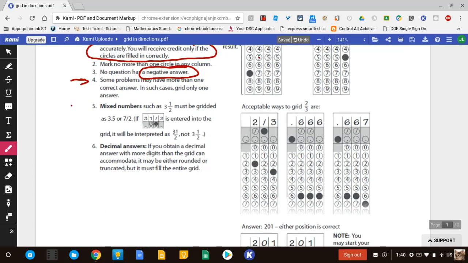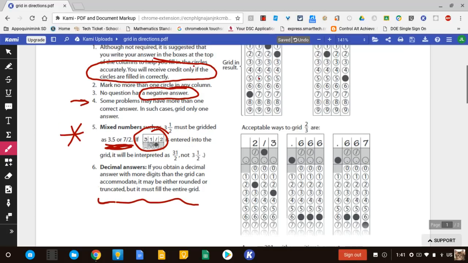Mixed numbers, a very important piece right here. You can't put it in like this, because that's 31 halves, not 3 1/2. So make sure that you either change it to a decimal or an improper fraction before you bubble that in. And decimals, that's right over here, right next to that, and we're going to talk about that in just a moment.